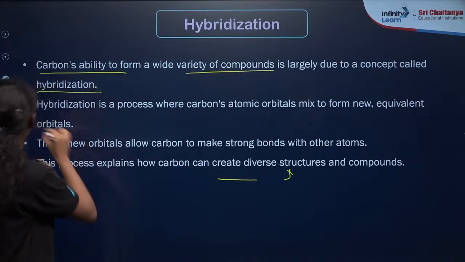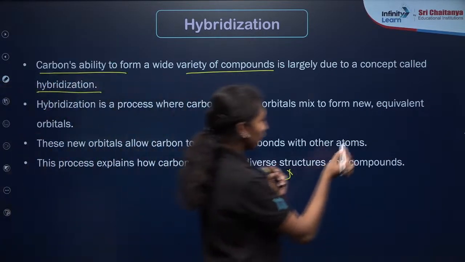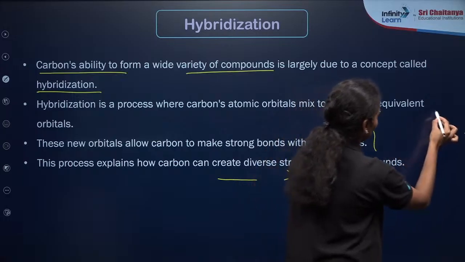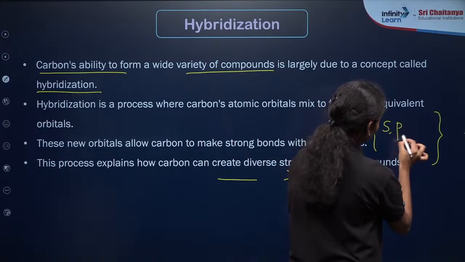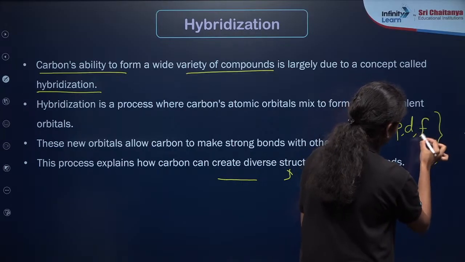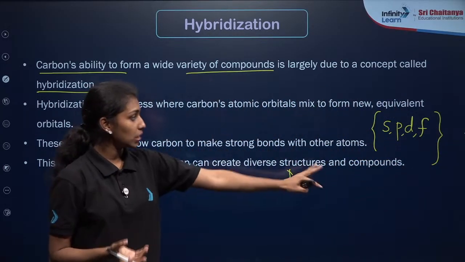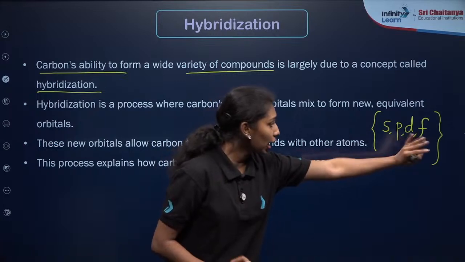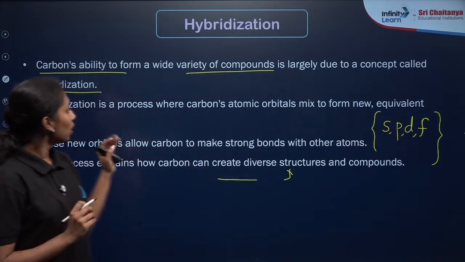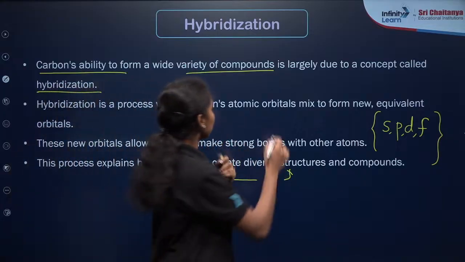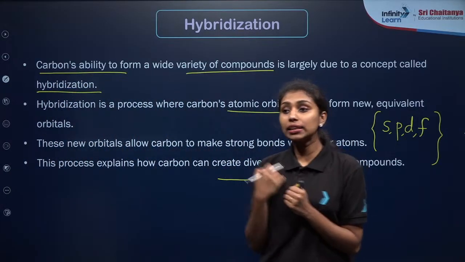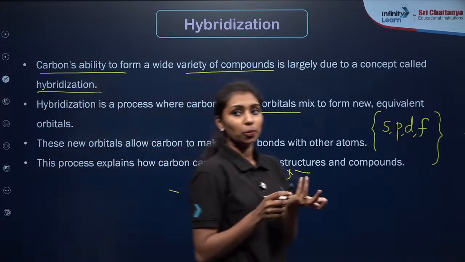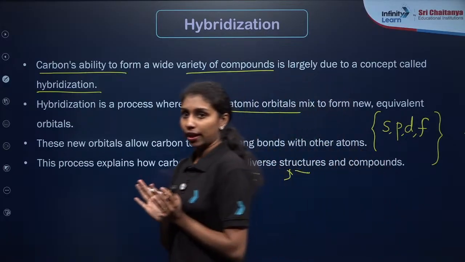I will just give a brief idea about that. When we are discussing shells and subshells, we divide the subshells into S, P, D and F. So S, P, D and F are the different subshells present in different elements, right? Whenever any two atomic orbitals combine to form two or more new types of orbitals, that process is known as hybridization. I hope it is clear.